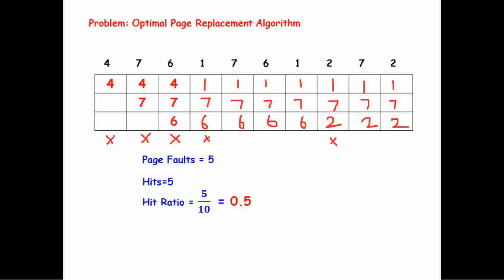Miss ratio is equal to 1 minus hit ratio. So 1 minus 0.5 will be 0.5. So this is the way how to compute the hit ratio and miss ratio. This is how the optimal page replacement algorithm works.